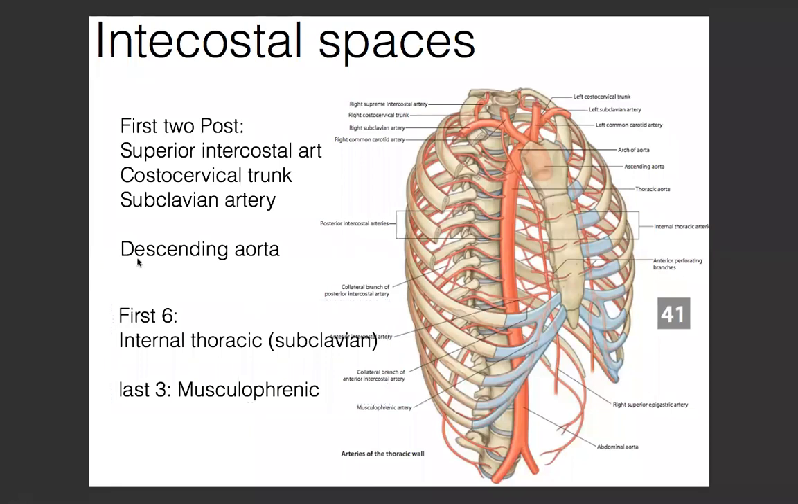So I'll repeat it again. Posteriorly, the first 2 intercostal spaces come from the superior intercostal artery, which is a branch of the costo-cervical trunk, which is a branch of the subclavian artery. The rest take from the descending aorta directly. It's important to know that each intercostal space gets only 1 branch, and at the back there's 1 branch each.